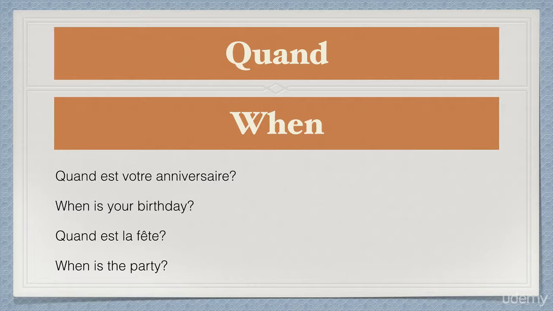Quand, which means when, quand est votre anniversaire? When is your birthday? Quand est votre anniversaire? And you'll notice that with quand, when it's quand by itself, the end is pronounced like a D sound, like a D. When quand comes before a vowel, such as in quand, the D changes to a T sound.